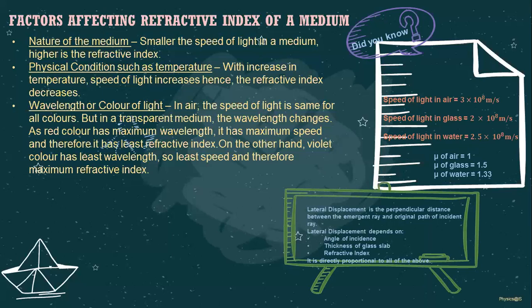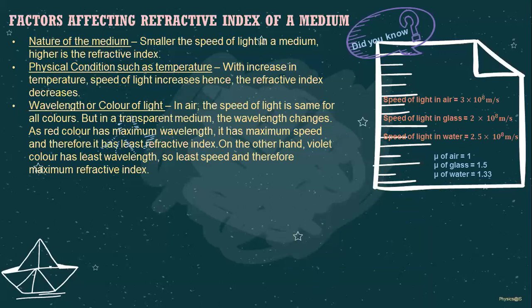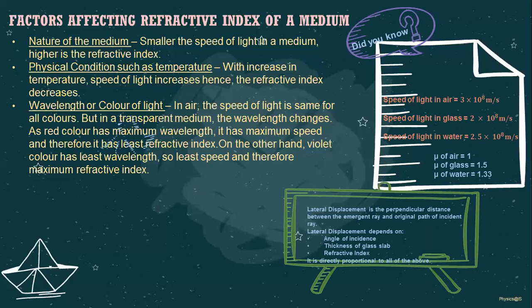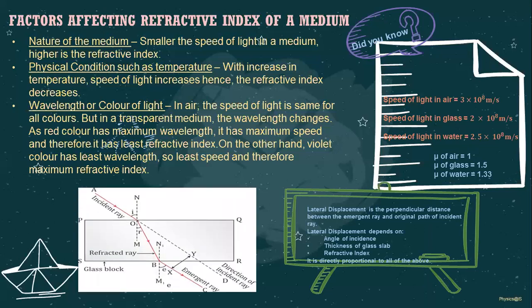Then what is lateral displacement? Lateral displacement, children, is the perpendicular distance between the original path of the incident ray and the emergent ray. Lateral displacement depends upon the angle of incidence, the thickness of the glass slab, and the refractive index. It is directly proportional to all the three. That is, if these three increase, or even any one of them increases, lateral displacement also increases.